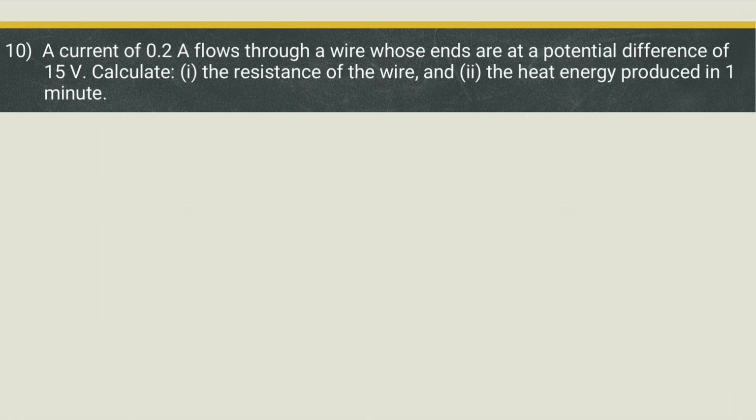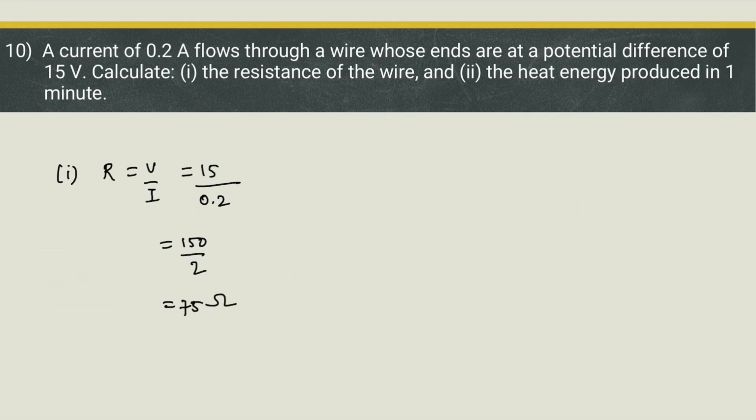10th, a current of 0.2 ampere flows through a wire whose ends are at a potential difference of 15 volt. Calculate the resistance of the wire and the heat energy produced in 1 minute. So to find out the resistance of the wire, we can apply simple formula. R is equal to V upon I. Voltage is 15, current is 0.2, which is 150 divided by 2, 75 ohm.